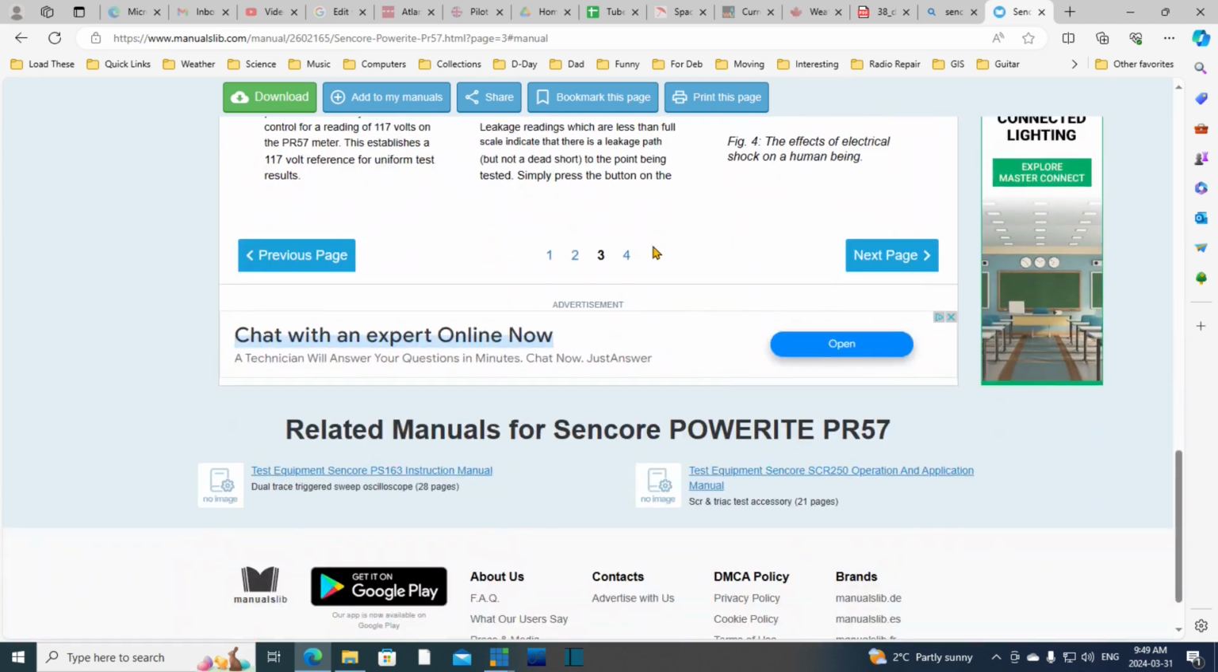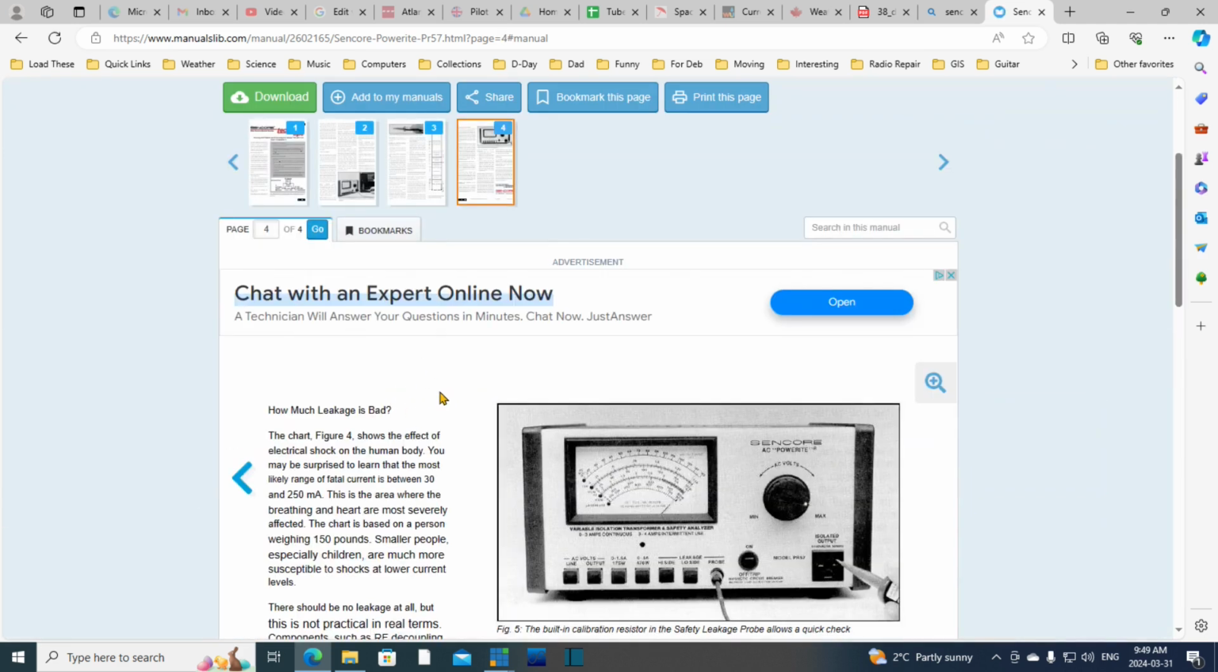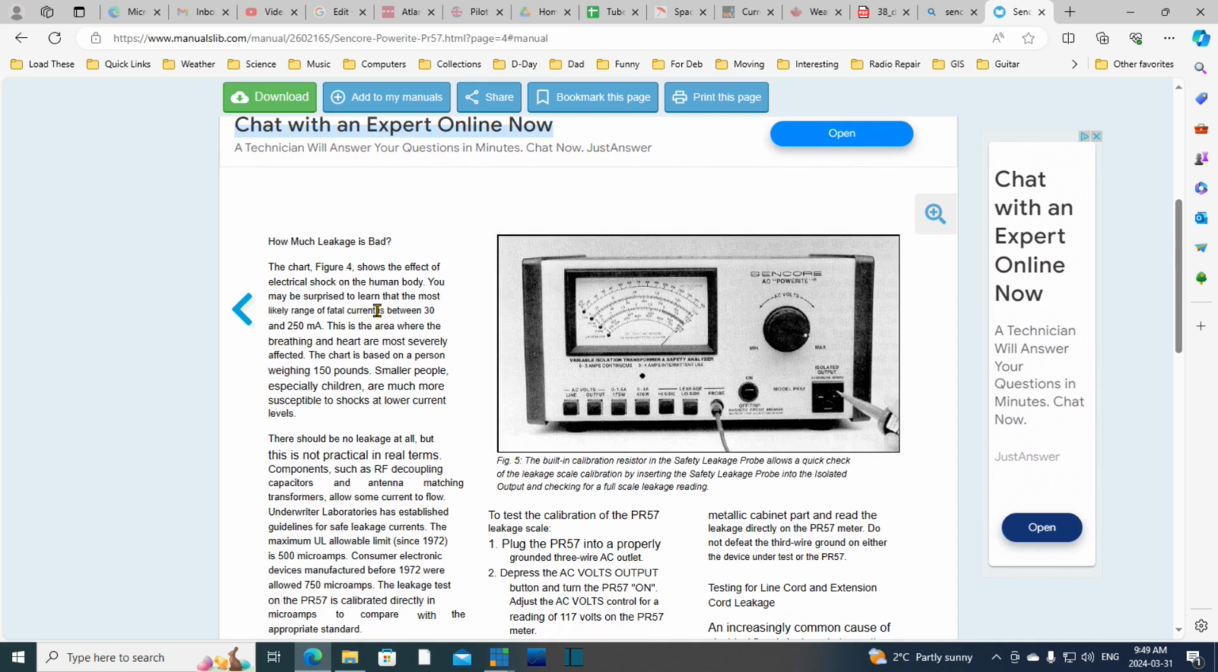And then page 4. I think it's fairly straightforward. How much leakage is bad? This is what I'm concerned about.